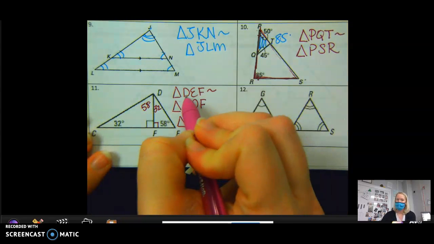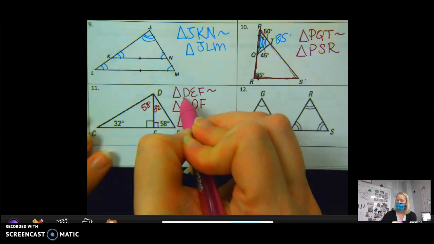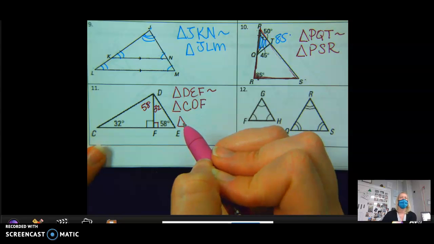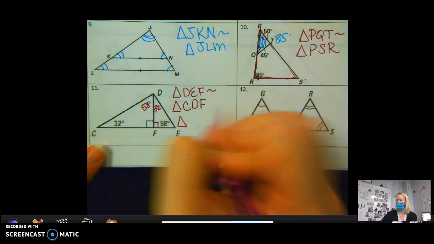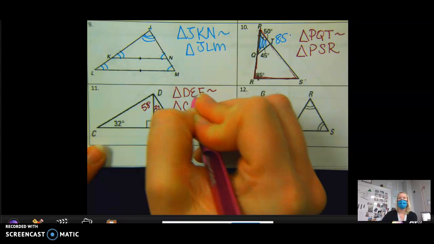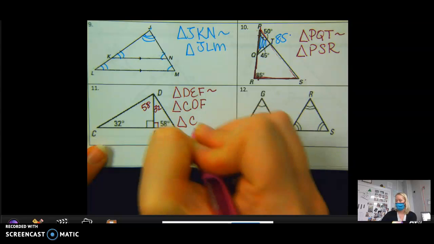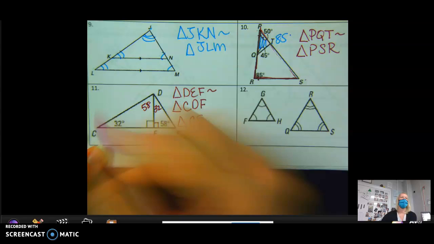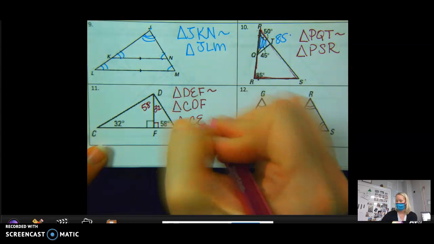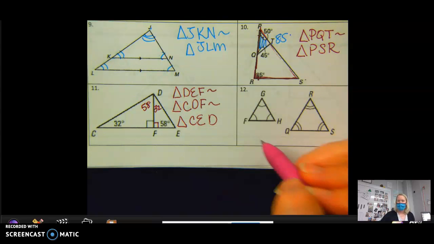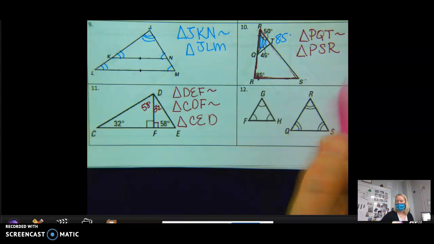Okay, so we're going from small to large. D on the small one was my 32 degree angle. So what's my angle for 32 degrees on the big one? E was my 58 degree angle. So on the big one, which letter is that? E again. And then F was my 90 degree angle. So on the big one, it is D. Any questions?